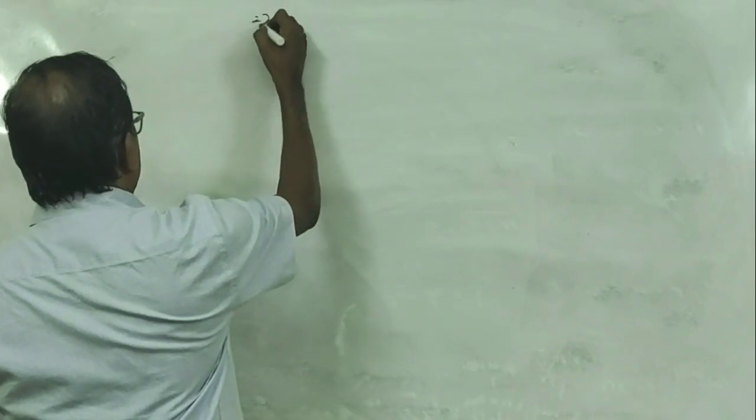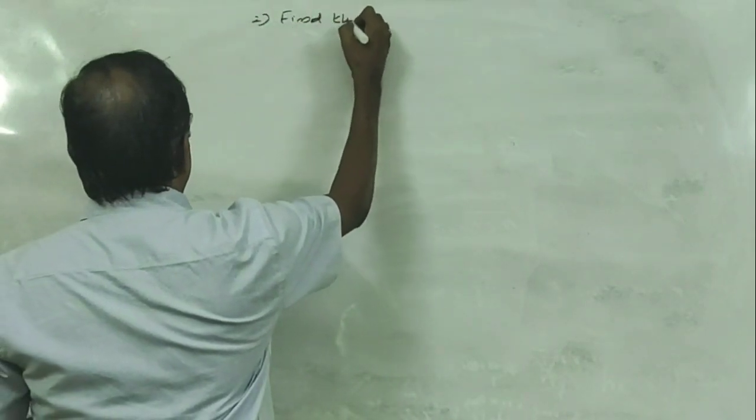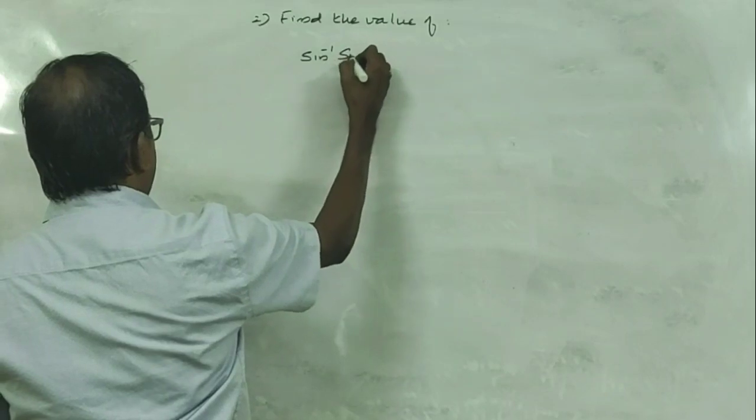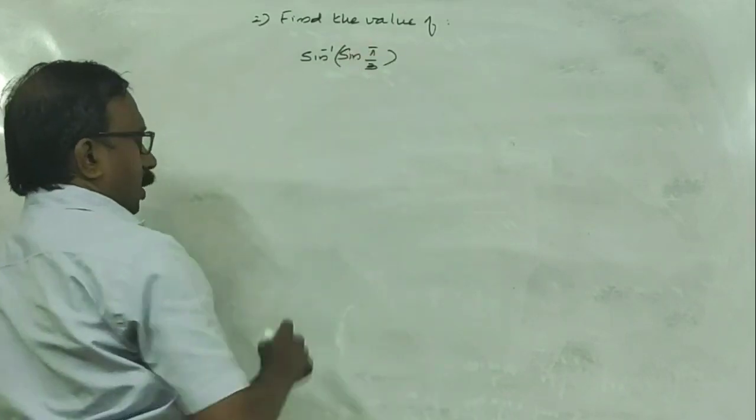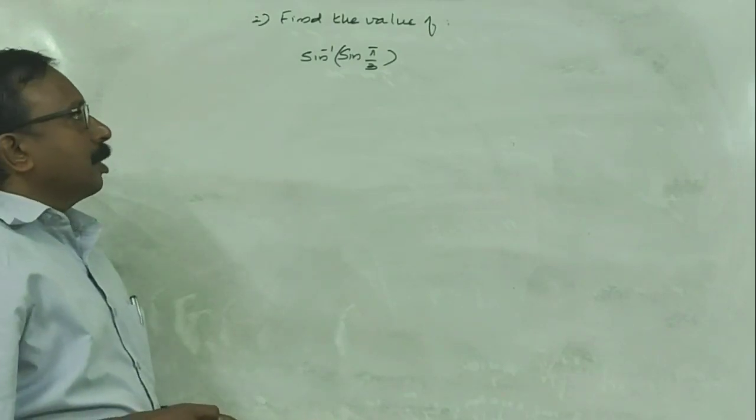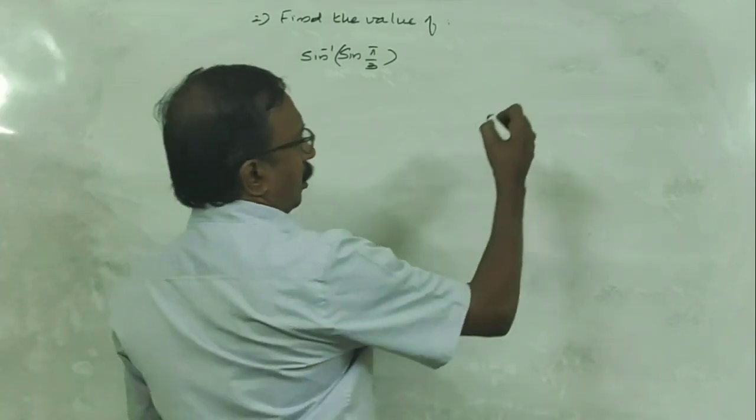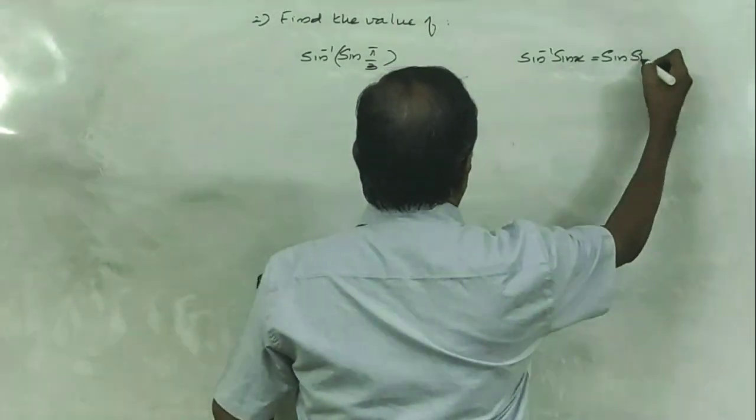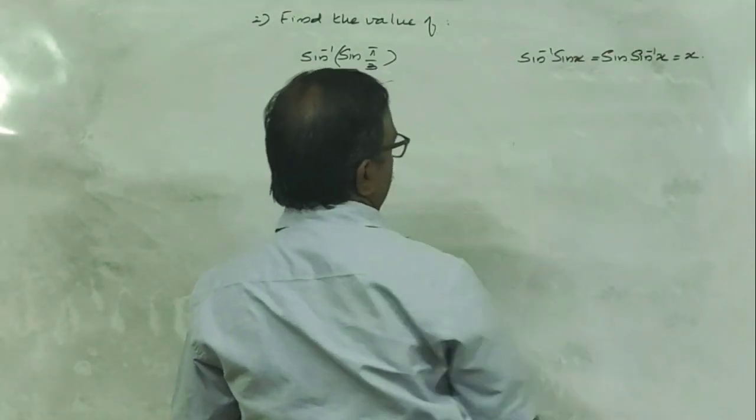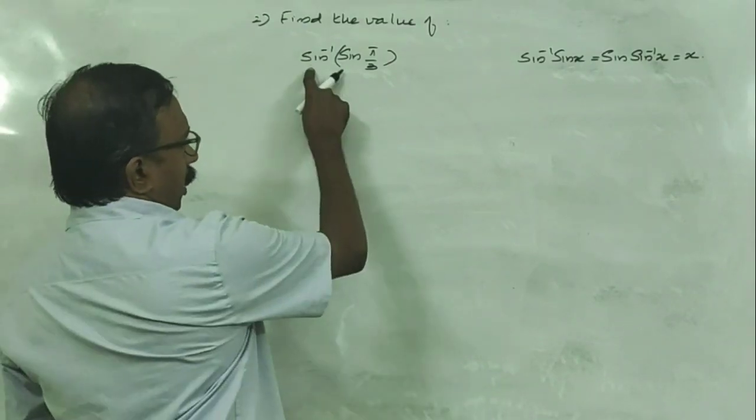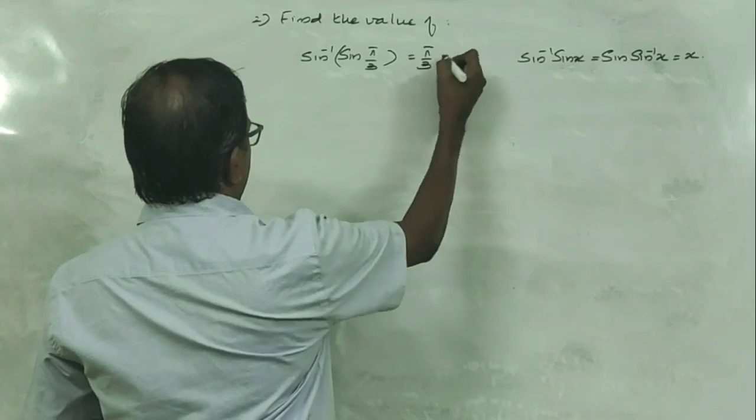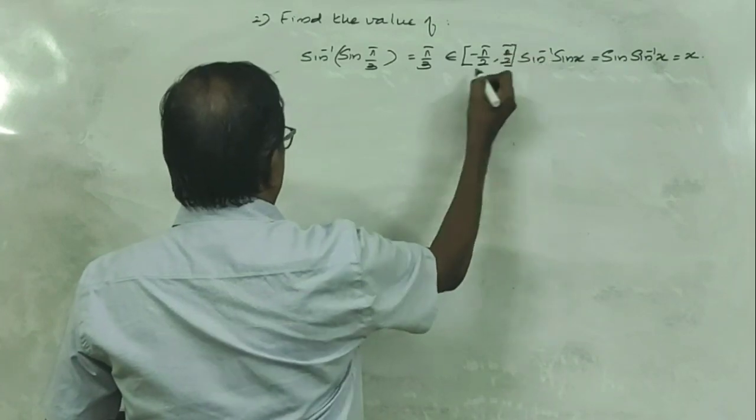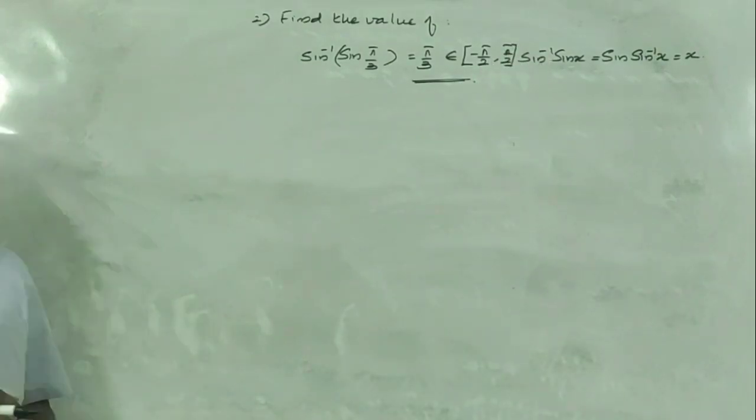Next question, find the value of sin inverse sin pi by 3. Sin inverse sin x is x. So sin inverse sin pi by 3 is pi by 3, which lies between minus pi by 2 and plus pi by 2. This is the answer.